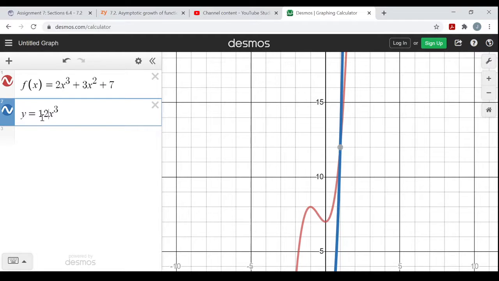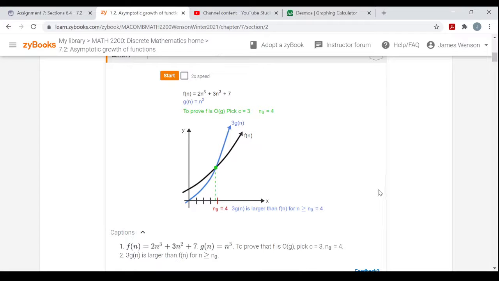So I could have had c be 12, and then that n sub 0 be 1, and then beyond 1, the graph of 12x cubed is higher. So you'd say that f is O of g, O of x cubed. F is O of x cubed, or O of n cubed. Okay, so it's a little tricky, but it doesn't have to be these numbers that they chose. I could have had c be 12 and n0 be 1, or I could have had c be 10 and n0 be 2, or 1.5, or 1.1, whatever that was.